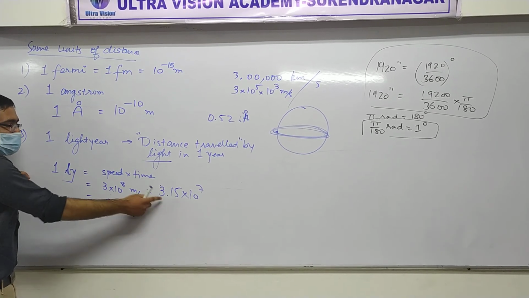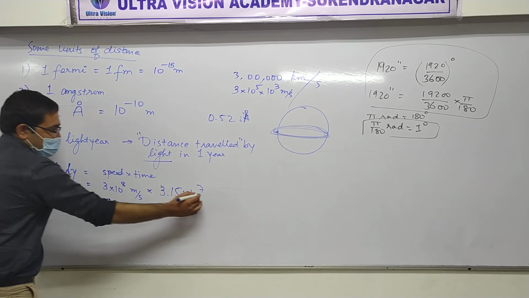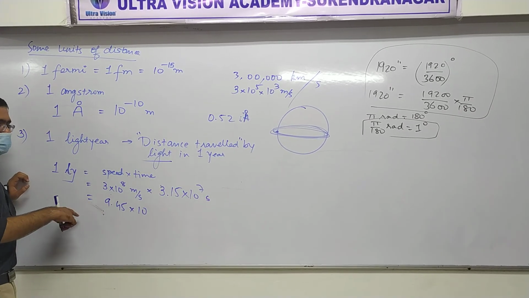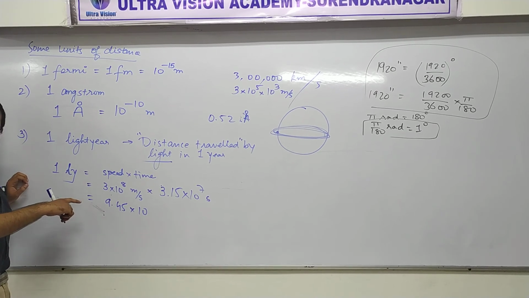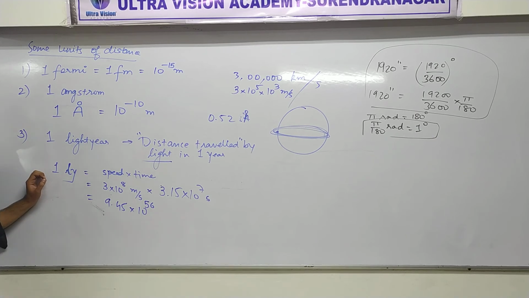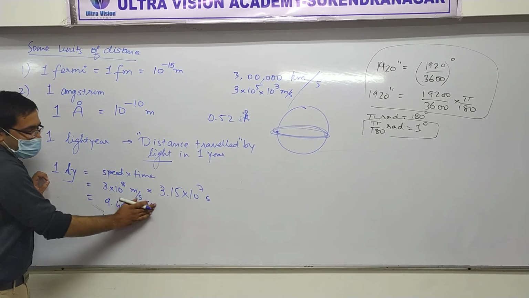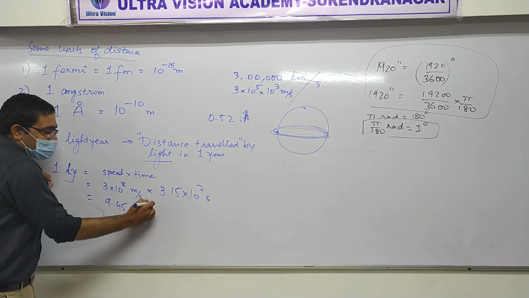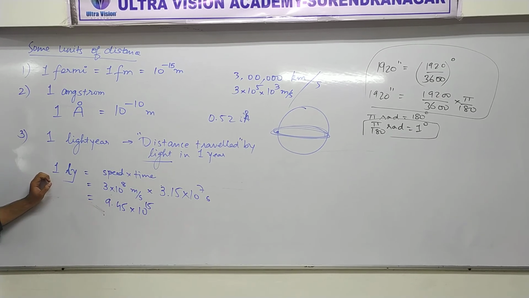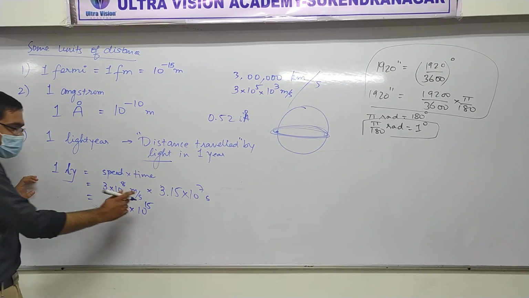9.45. Yes. 3 into 3, 9. 3 into 15 is 45. Into 10 raised to. And this is in second, of course. So what's the power now? 10 raised to 15. Or 56? No, not 56. Multiply 8 into 7. Well, you all are smart. Thankfully, I'm so pleased today that you all did not make that mistake. And the unit will be meter.